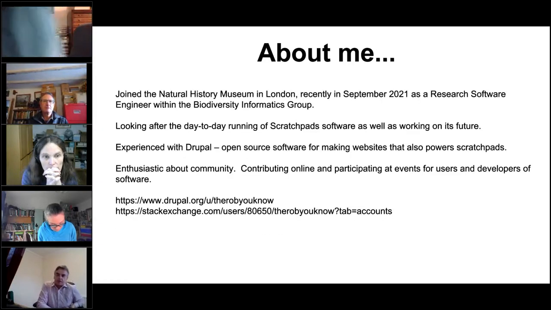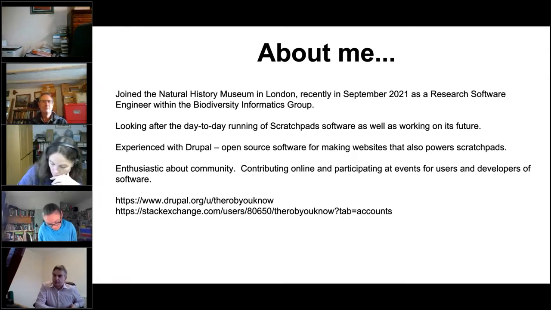I've only been at the museum for a couple of months. I joined on the 20th of September as a research software engineer within the biodiversity informatics group, and I work with Vince Smith and Ben Scott, among other people. I was hired to look after Scratchpads. There'll be other things I'm involved with, like the Barcode of Life, which I know was mentioned in an earlier presentation this morning, but certainly a big part of my role is Scratchpads as it is now and working on its future.